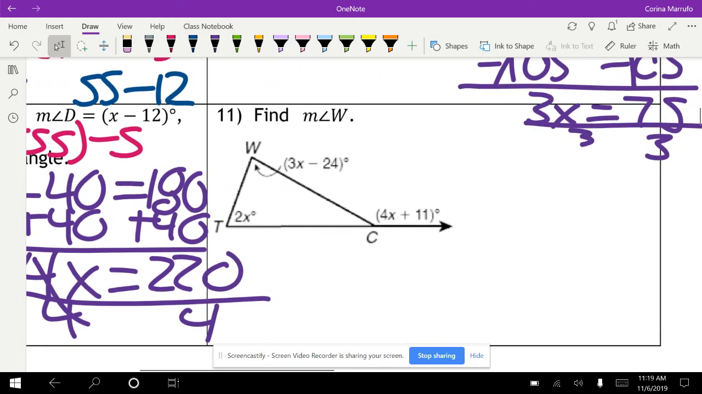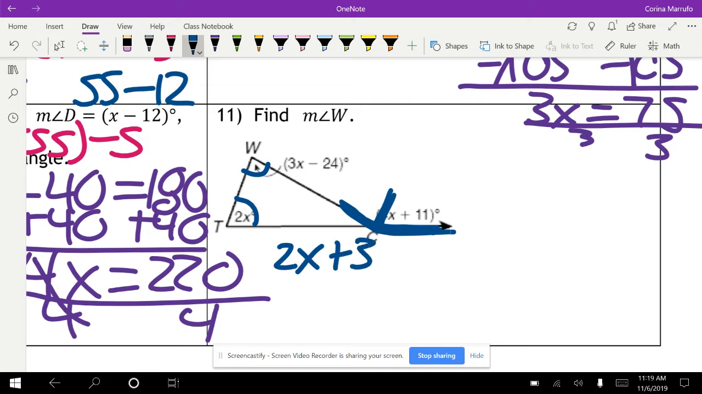All right, so number 11 wants us to find the measure of angle W, and then they give us these two angles, and then this angle here is outside of the triangle. So this is what we're going to do. I don't know if you guys remember when I took the corners of the triangles and I cut them out. And then when we took these two angles, they fit perfectly into here. So that means that 2x plus 3x minus 24 should equal this 4x plus 11.